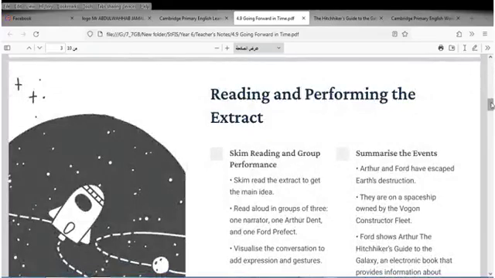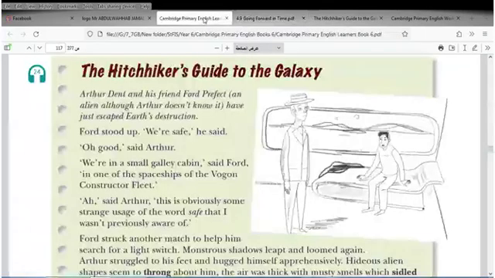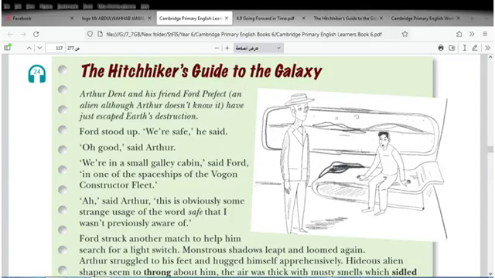Now, we are going to read the text and then analyze it. So let's read together The Hitchhiker's Guide to the Galaxy. Listen very carefully. The Hitchhiker's Guide to the Galaxy by Douglas Adams.